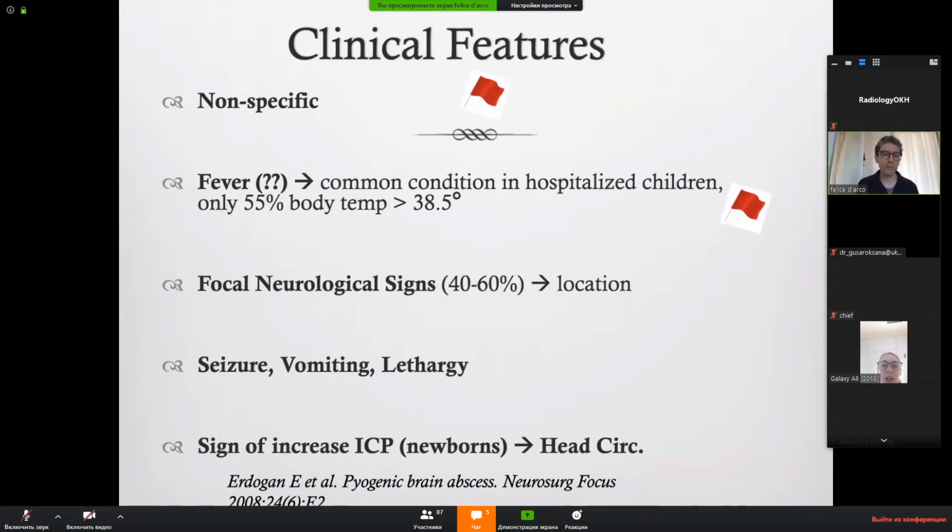Now, what are the clinical features? Non-specific. Of course, you have fever. Of course, if you have an abscess, which is a localized abnormality, you will have focal neurological signs.